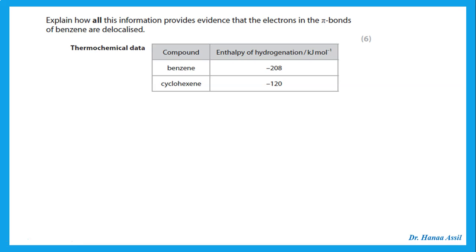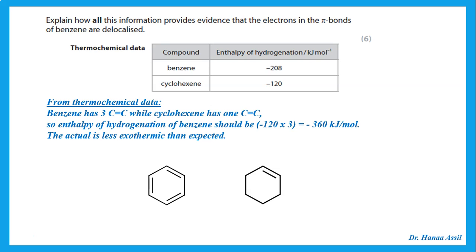There was thermochemical data in which we're given the value for enthalpy of hydrogenation of benzene and cyclohexene. Now, if we have benzene with 3 separate, alternating double and single bonds, then it should be 3 times the enthalpy of hydrogenation of cyclohexene, which has only 1 double bond. But as we see from the data, actually the benzene value is not 3 times the one for cyclohexene.